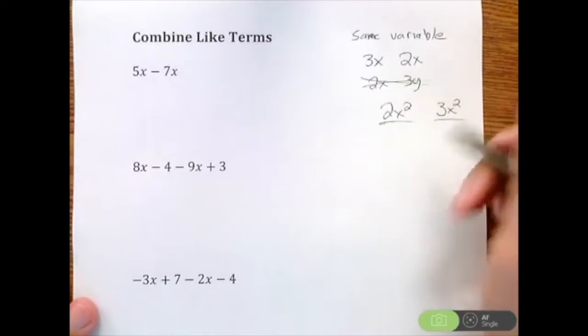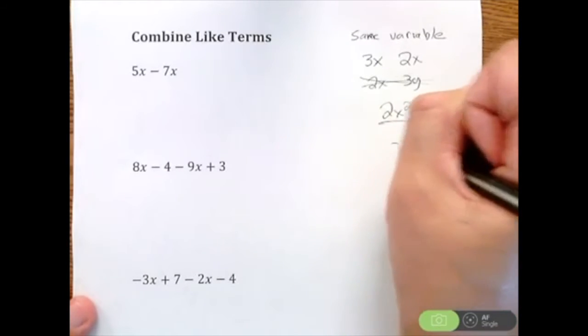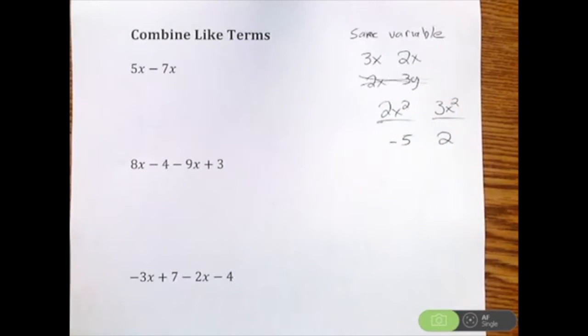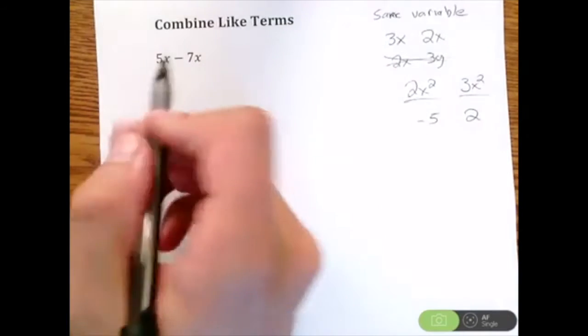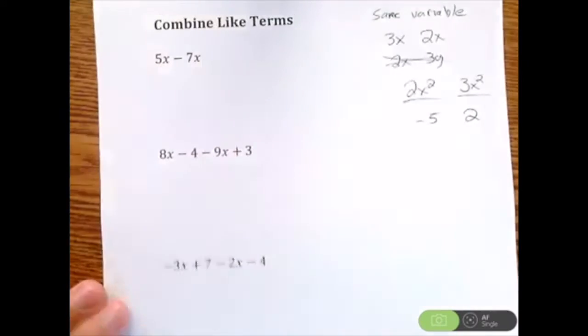As always, with combining like terms, if you have just regular old integers like -5 and 2, we could still combine stuff like that as well. So let's jump right into it. This first problem, I have 5x minus 7x. So I see this term has an x, that term has an x, they can be combined.